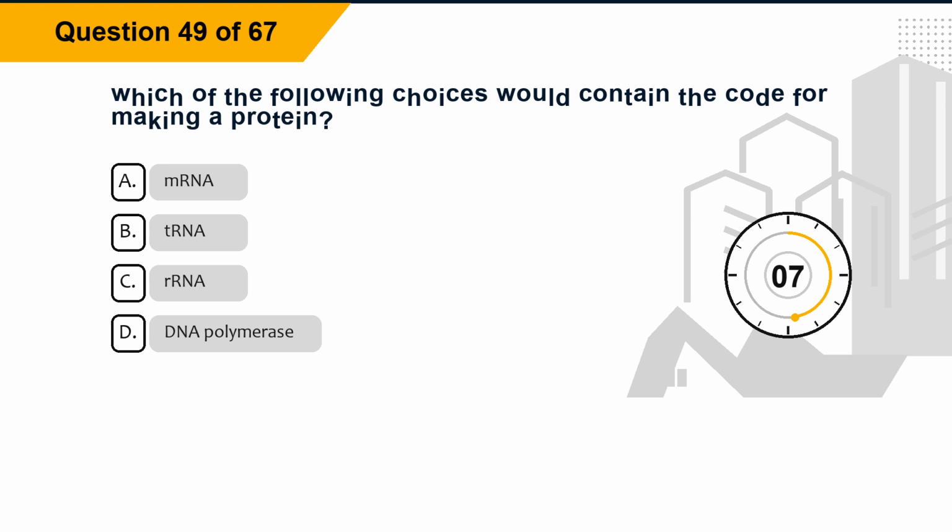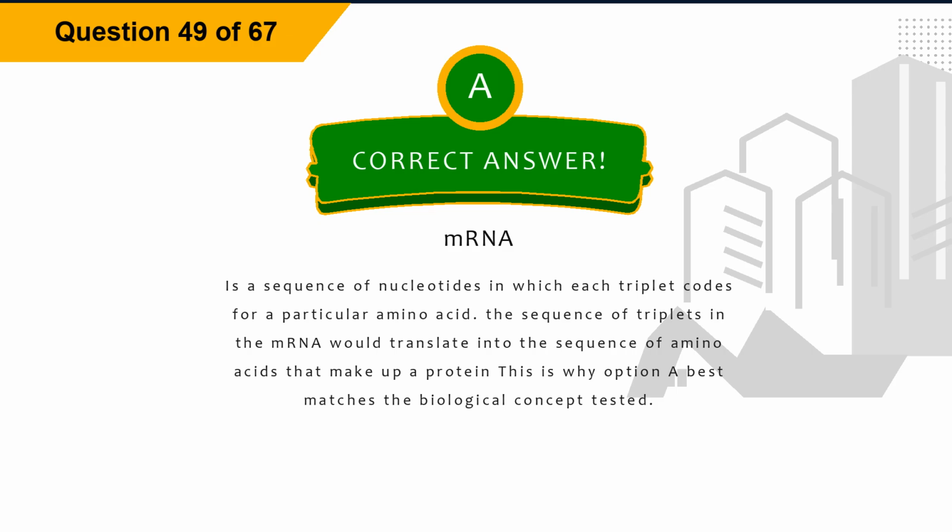Option A, mRNA. Option B, tRNA. Option C, rRNA. Option D, DNA polymerase. The correct answer is option A, mRNA. Explanation. mRNA is a sequence of nucleotides in which each triplet codes for a particular amino acid. The sequence of triplets in the mRNA would translate into the sequence of amino acids that make up a protein. This is why option A best matches the biological concept tested.